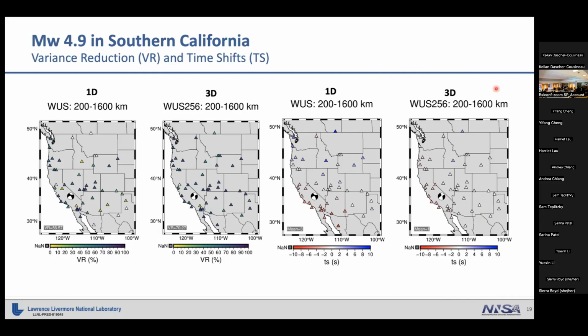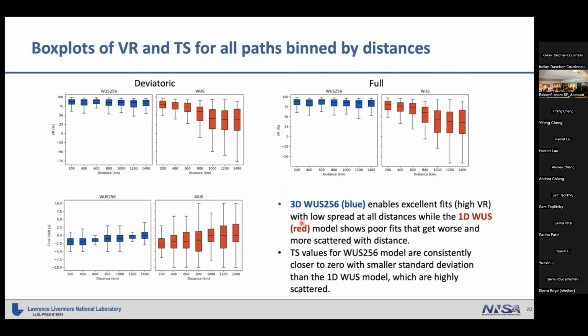So this is just one event. What I'd like to see is actually looking at the data set as a whole. So here are the box plots for the variance reduction and time shift for all the paths, binned by distance.